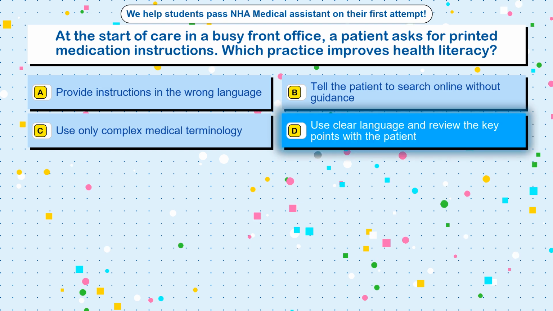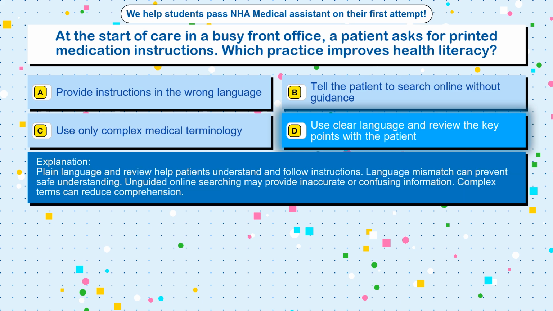The correct answer is option D, use clear language and review the key points with the patient. Plain language and review help patients understand and follow instructions. Language mismatch can prevent safe understanding. Unguided online searching may provide inaccurate or confusing information. Complex terms can reduce comprehension.